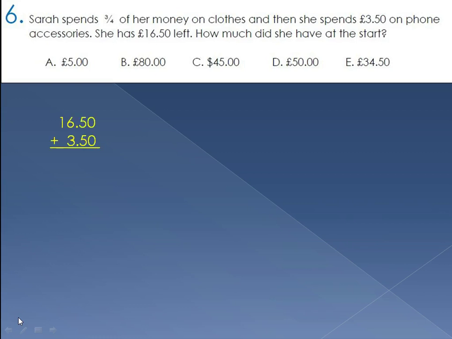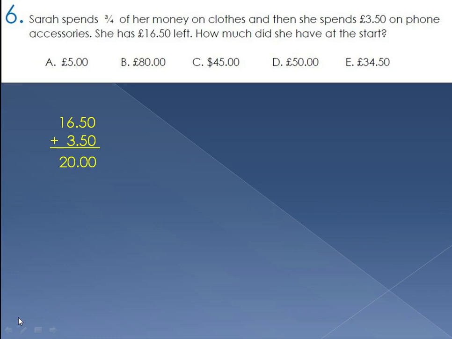Backtrack what she's done to find out the answer, because they're asking how much did she have at the start. So you don't know how much she has at the start, but you know how much she has at the end. It's almost like a reverse of what normally the question asks. Normally the question is how much does she have left at the end, but we already know this, so we need to work back the other way. So £16.50 is what she's left. Now if you were to give back her phone accessories, £3.50, she has £20.